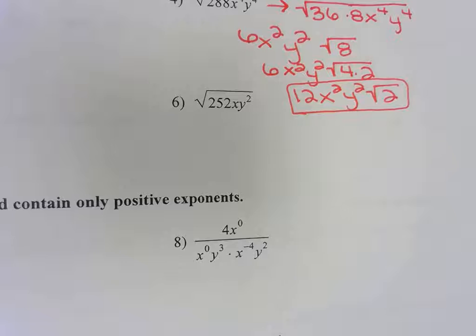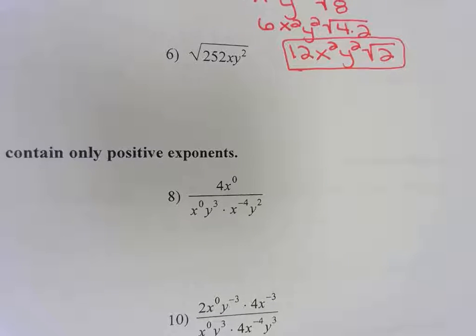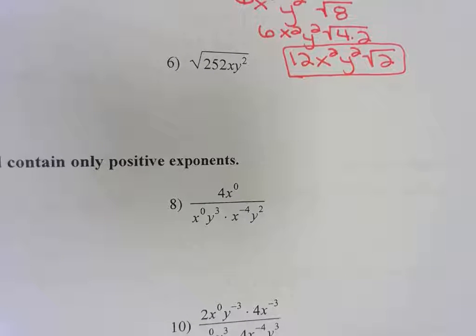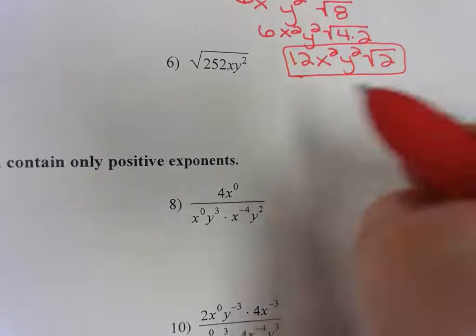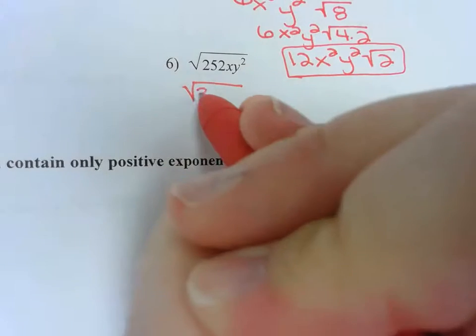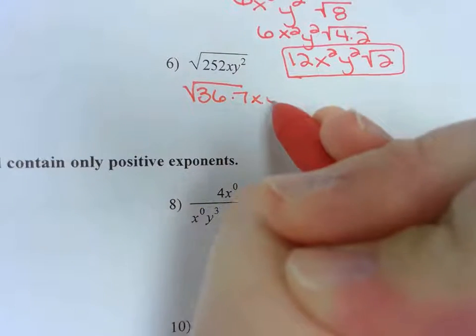Okay, let's try 6 real quick. So as I look at 6, square root of 252xy squared. So let's start taking 252 and start dividing it by perfect squares. Now it's even. So 25 probably wouldn't work. 100 isn't going to work. So since it's even, I would start trying even numbers. 16, 36, 64, 36 and what? 7? Okay. So rewrite this as 36 times 7, xy squared.